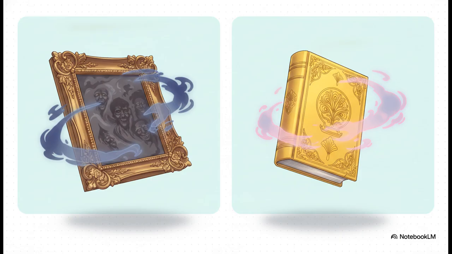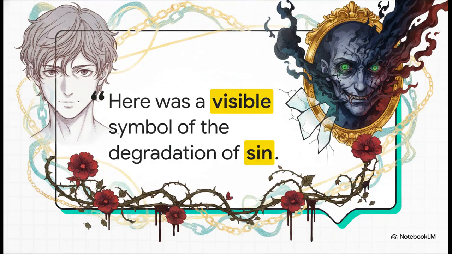On the other hand, you have the Yellow Book, given to him by Lord Henry. This acts as a poisonous catalyst, a literal blueprint of French decadence that maps out Dorian's ruin and encourages his descent into hedonism. It's basically conscience versus corruption. Look really closely at this textual evidence regarding the portrait. "Here was a visible symbol of the degradation of sin. Here was an ever-present sign of the ruin men brought upon their souls."